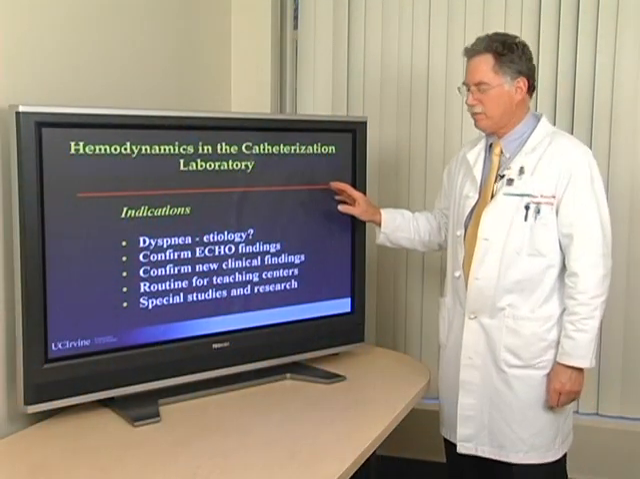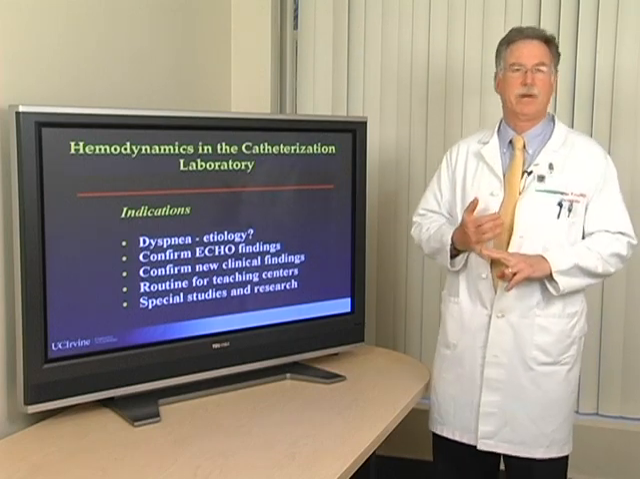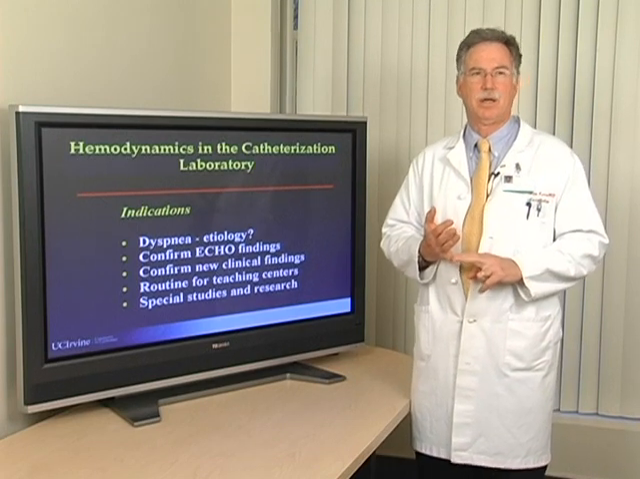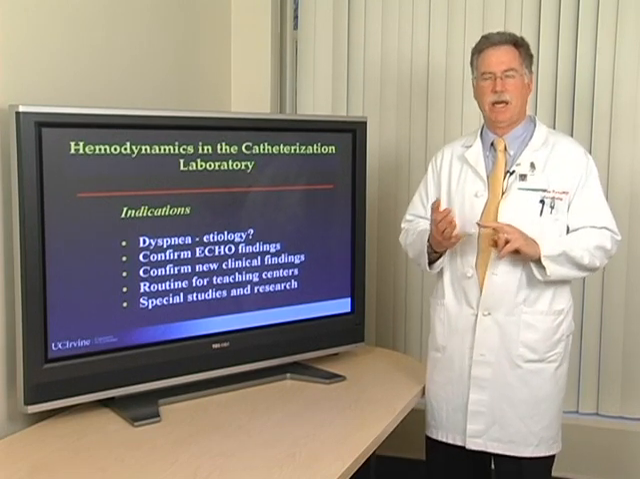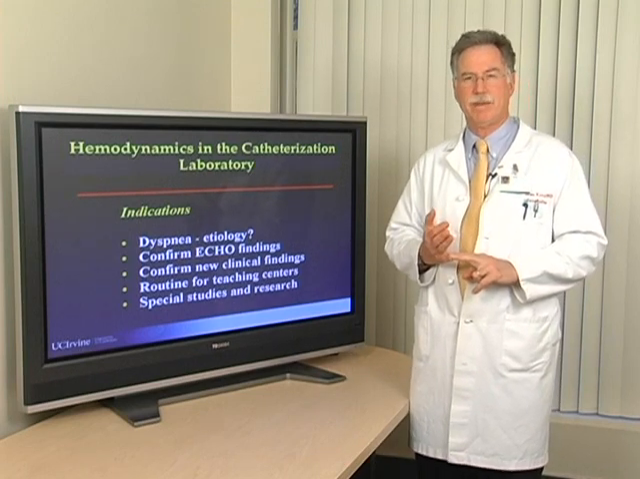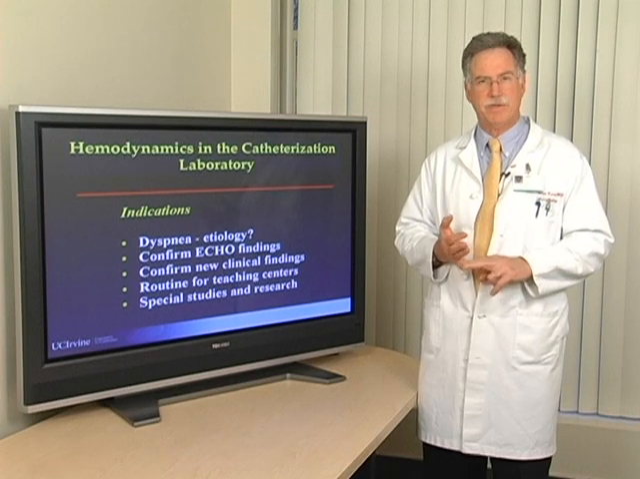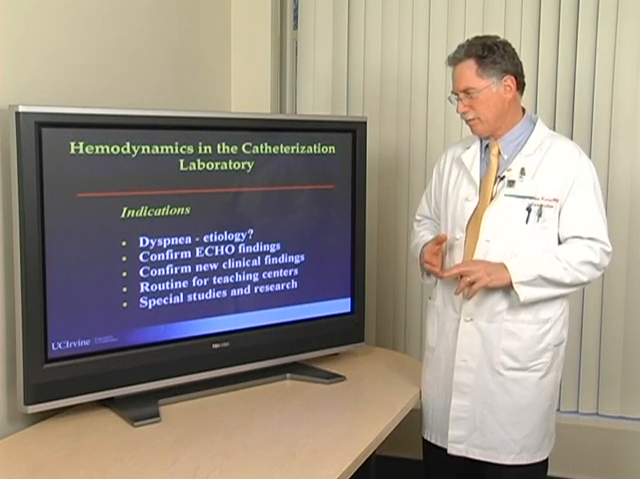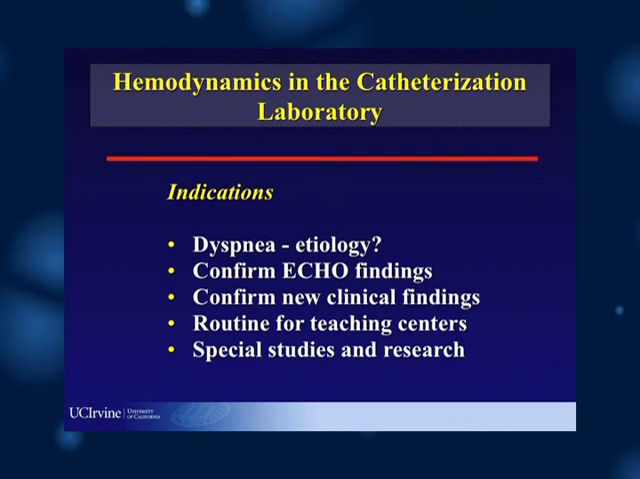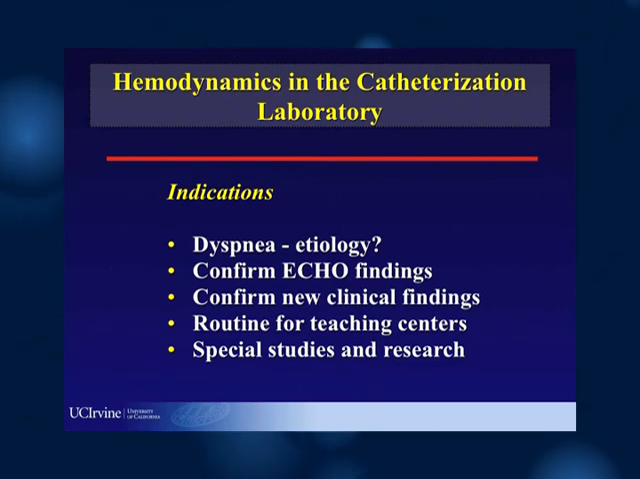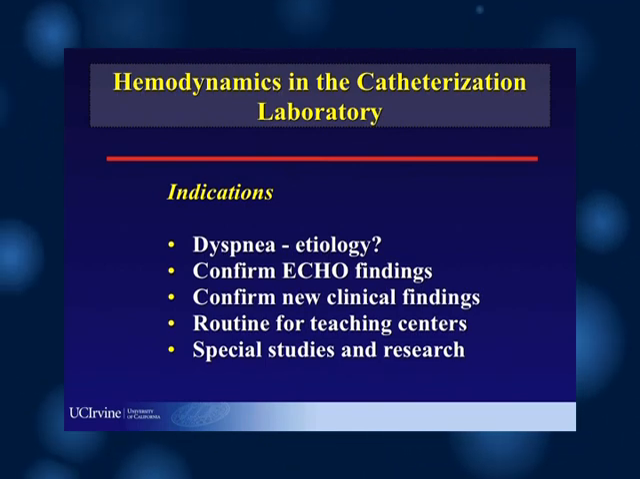Hemodynamics in the cardiac cath lab are performed for various indications. When we talk about hemodynamics, we talk about both left-sided heart pressures, that is ventriculography, and the pressures measured during the ventriculogram, and we talk about right heart pressures, those pressures made for diagnosis of specific conditions, which are generally listed here. These include dyspnea of unknown cause, a confirmation of abnormal echocardiographic findings, and a confirmation of new clinical findings that may occur between the time of scheduling a procedure and the performance of the procedure.